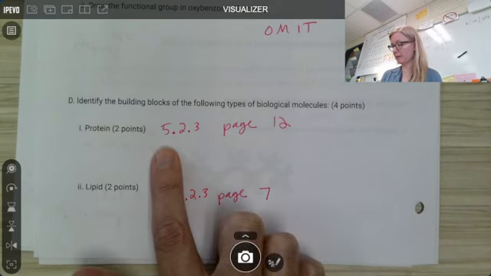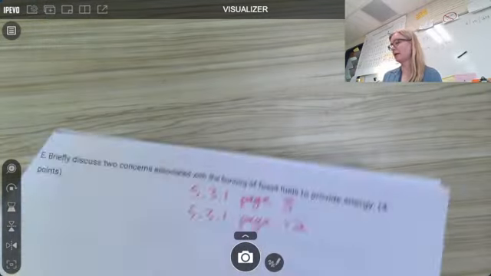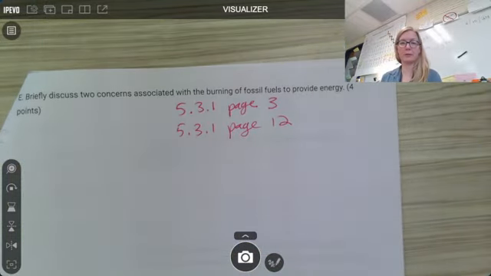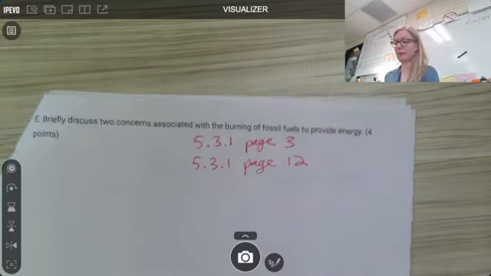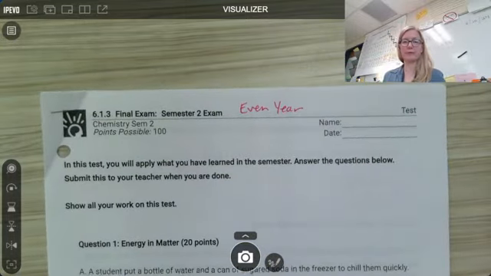D, part 1 is 5.2.3, page 12. And part 2 is 5.2.3, page 7. And then E, you can look at 5.3.1, page 3, and 5.3.1, page 12. Okay? So hopefully that helps you with the 6.1.3 final exam.